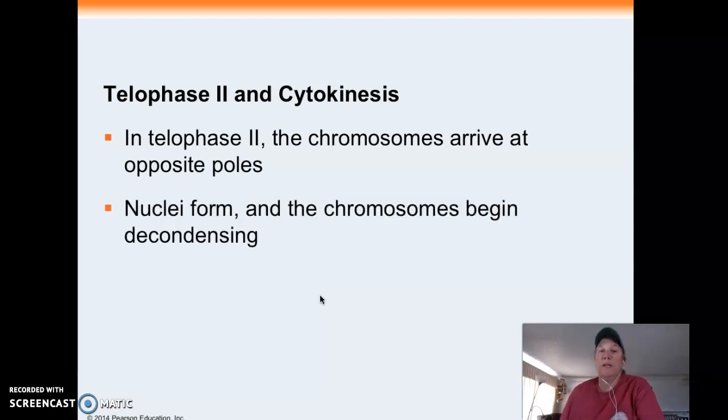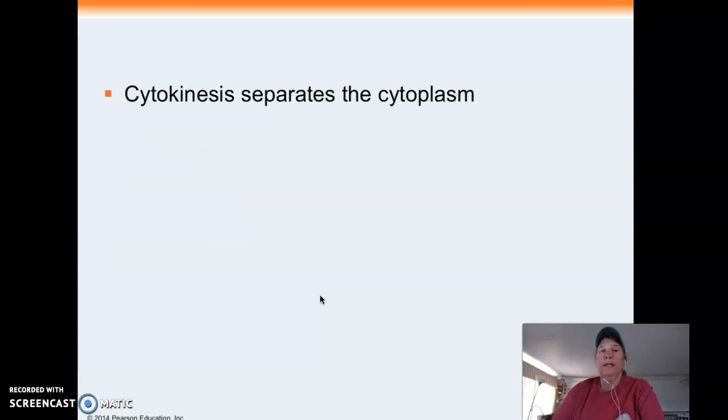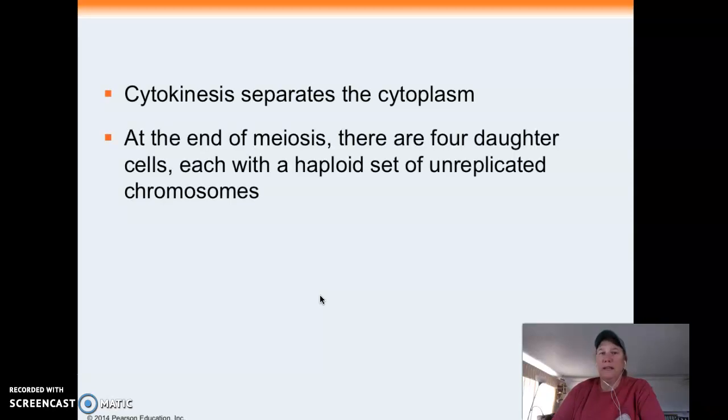Telophase doesn't happen usually until those chromosomes get to the opposite ends, or poles, I guess they're called. Once they get there, it's like, oh, it's time for us to finish our job, and that's to form 2 new cells. And then cytokinesis separates the cytoplasm.